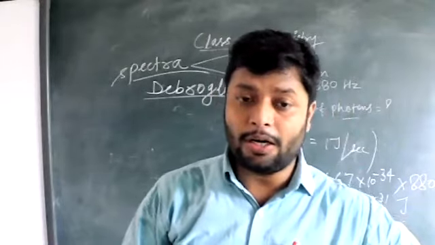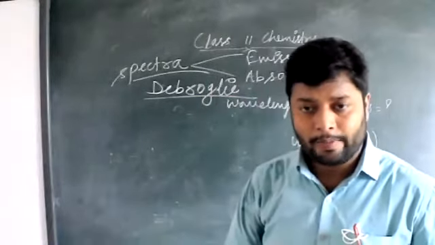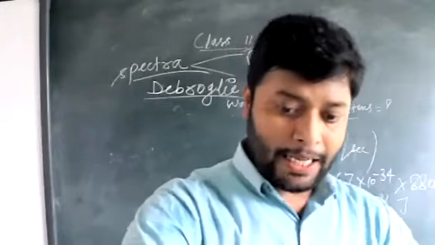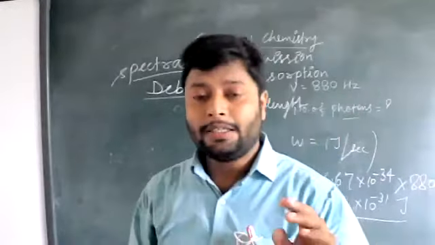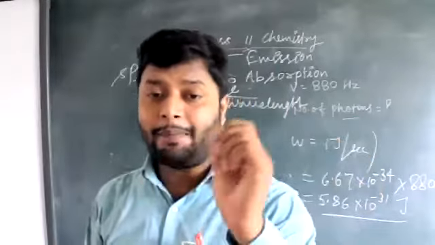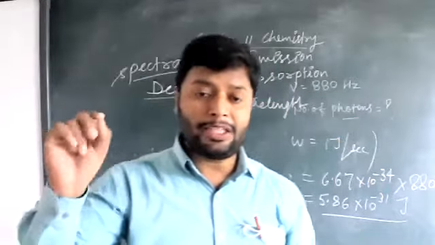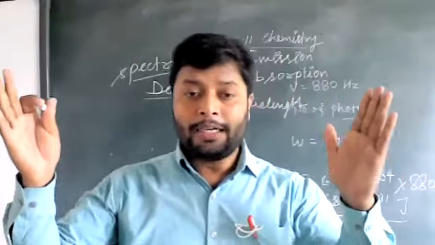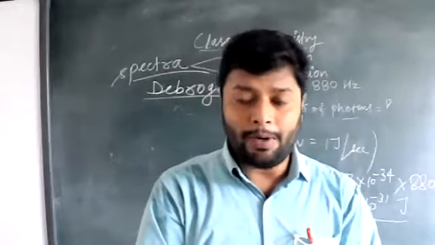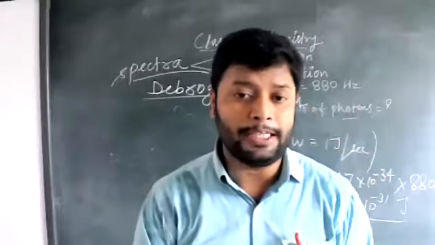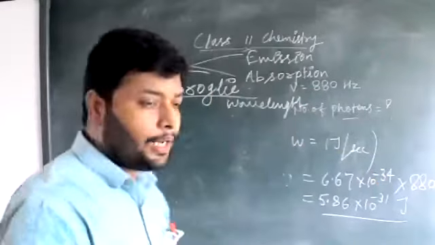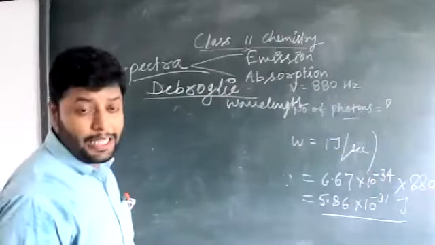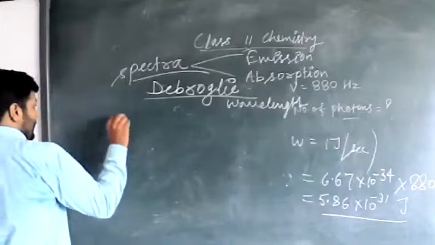This wavelength is called the de Broglie wavelength, and for that he actually related the relativity theory of Einstein and Planck's quantum theory. He related the formulas between these two important theories. Look at the formula given by Albert Einstein and Planck.